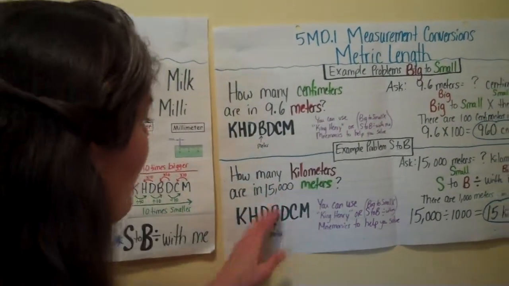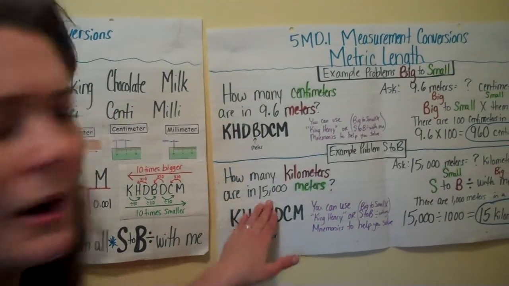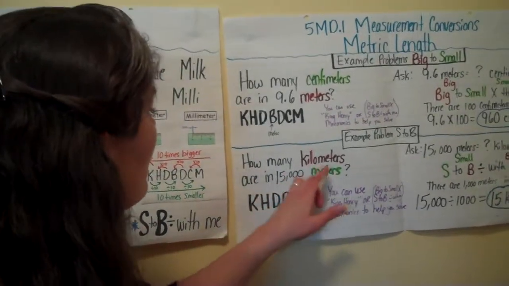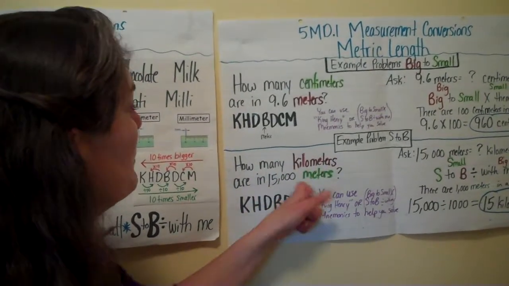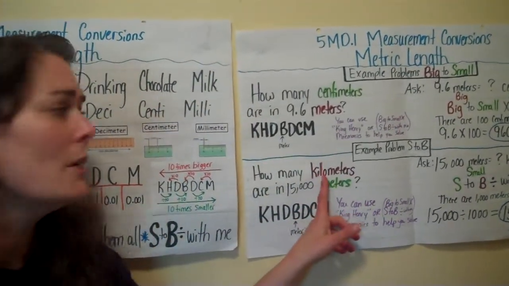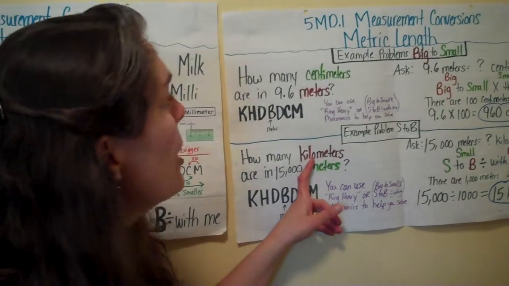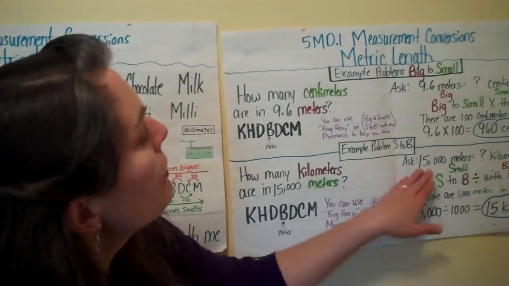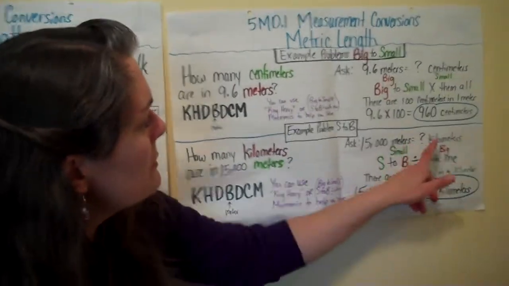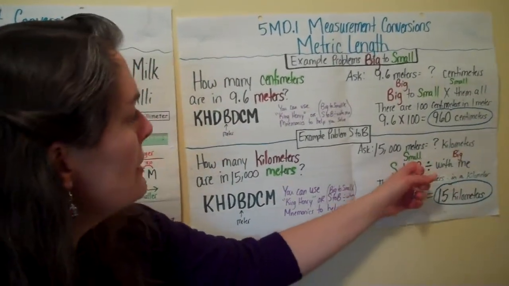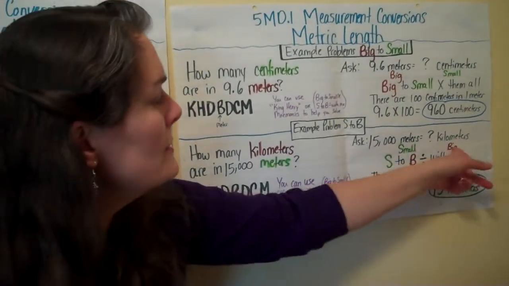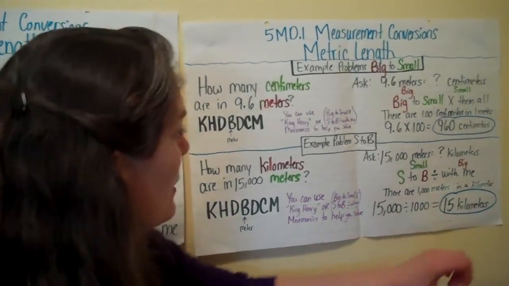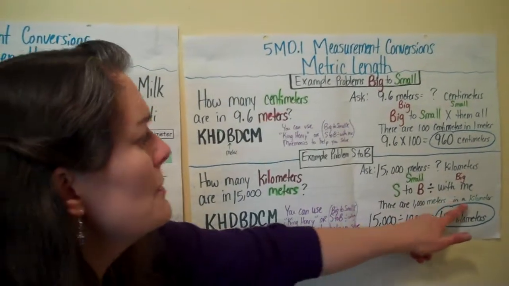How many kilometers are in 15,000 meters? So kilometers are going to be my big unit, and meters is my small unit. So you ask yourself, 15,000 meters equals how many kilometers? So I'm going from small to big this time. So S to B, we're going to divide with me. There are 1,000 meters in a kilometer.